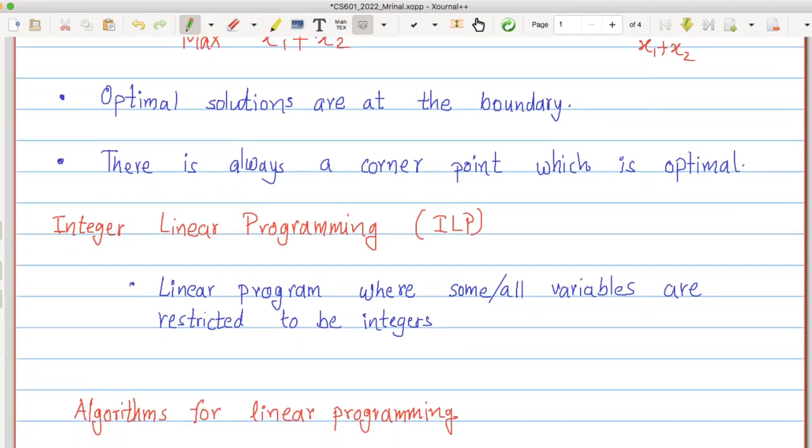Then we talked about this slight variation of linear programming problem, which is called integer linear programming. So here it's just like a linear program, linear constraints, linear objective function, but in addition you could have constraints like some of the variables or all of the variables must be integral, right? So you only allow integer values, right? And that's what is called integer linear programming.